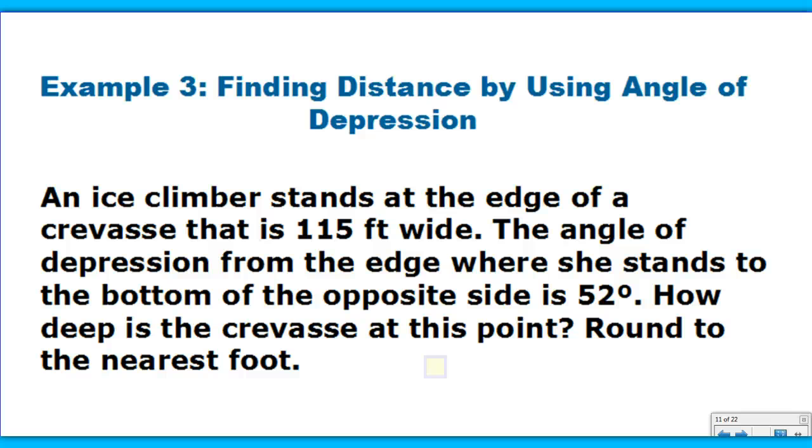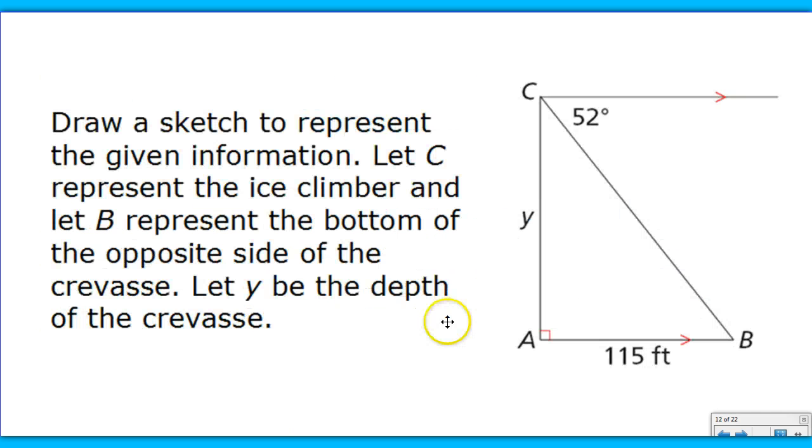Okay, so begin by drawing your triangle that represents this. We have an ice climber. We have a 115-foot wide horizontal distance, right? And we're looking for a vertical distance. The climber forms a 52-degree angle with the bottom of the opposite side. So there we go. And we're looking for the depth.